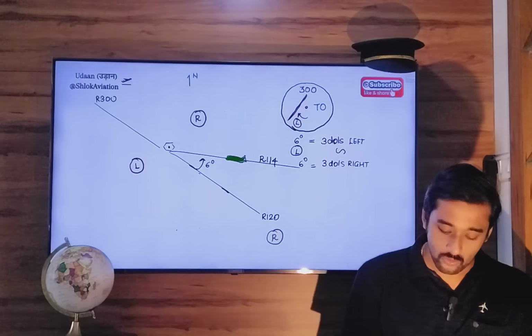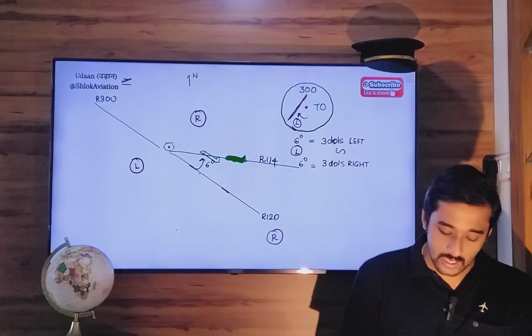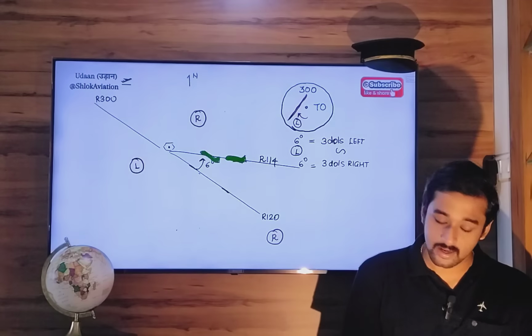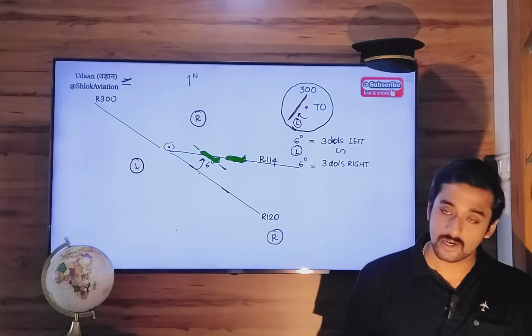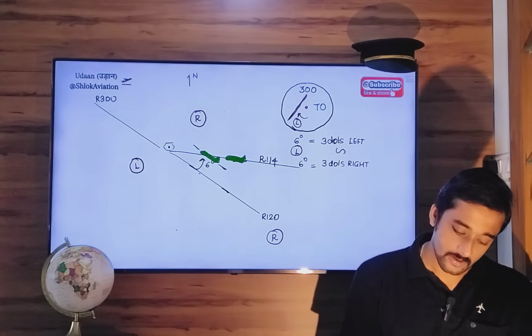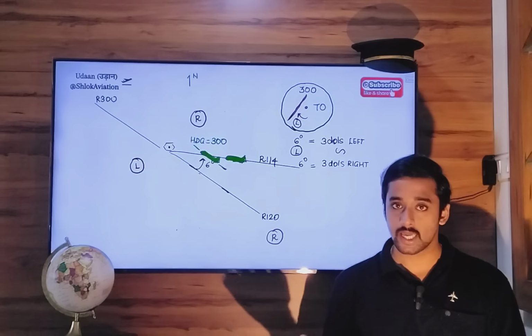Okay, radial 114, flying a heading of 300. So the heading that it is flying is correct, but because of winds or something else, it has drifted right onto radial 114. Okay, this is the case.